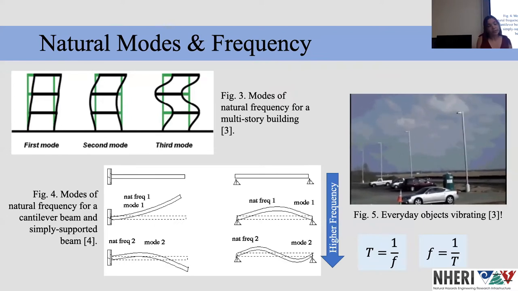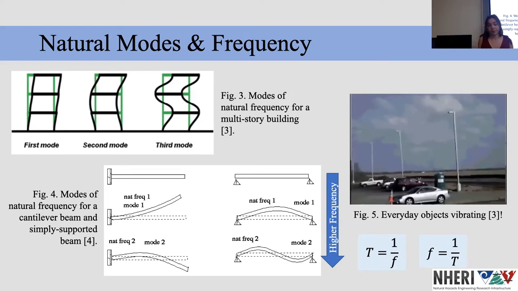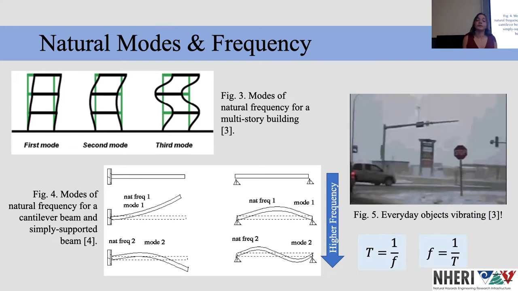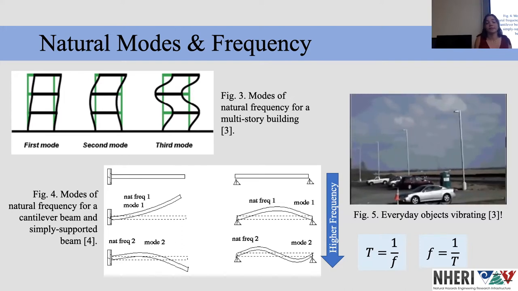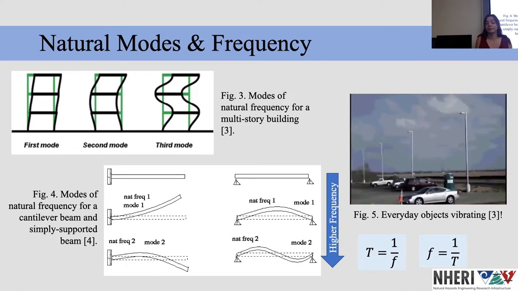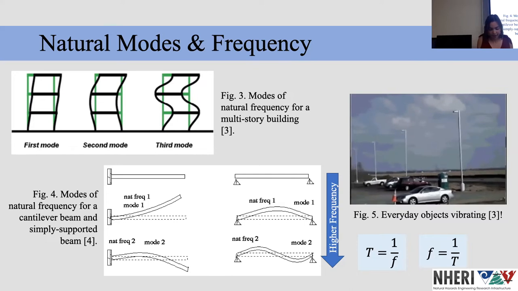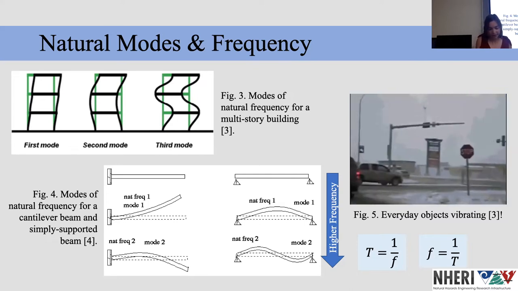Associated with natural frequency, we have what's called the shape of the building, which is the natural mode. You can see here in figure 3 an example of a two-story building with the first three natural modes. And then in figure 4 below, we can see the natural modes of a cantilever beam or something supported. It's important to analyze natural modes and natural frequencies in terms of analyzing earthquake effects.